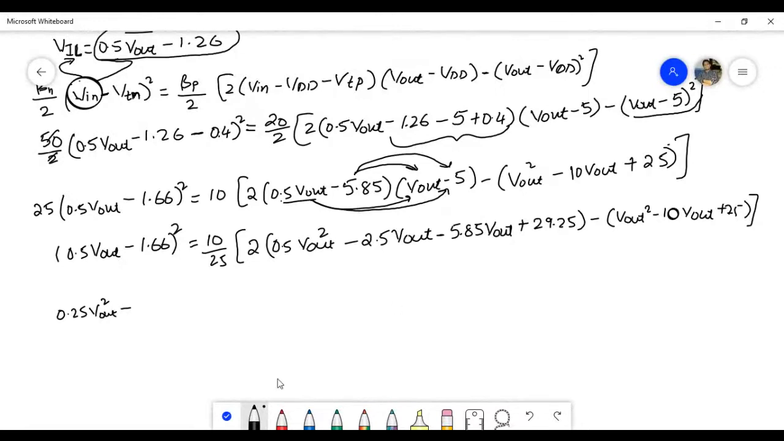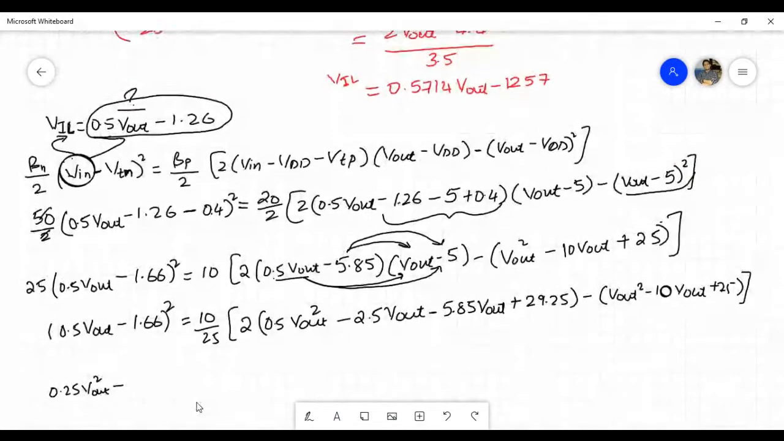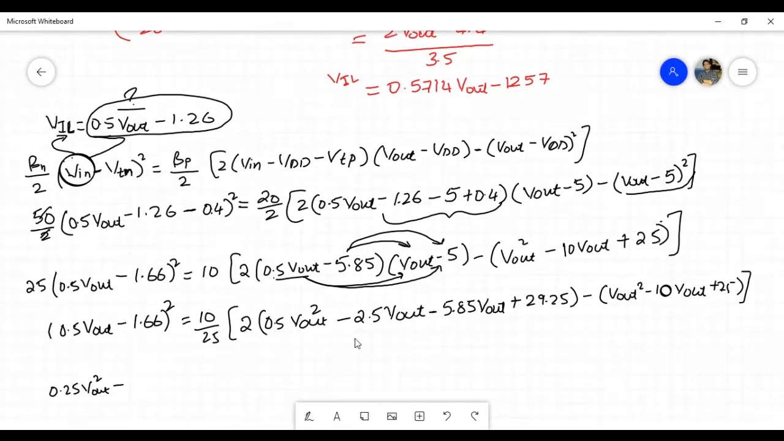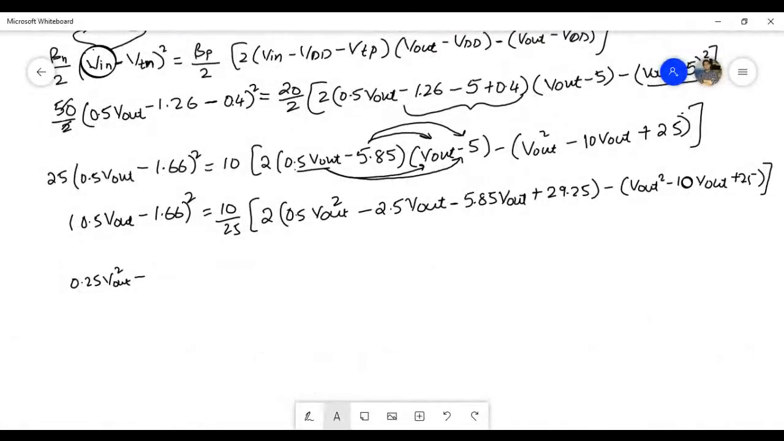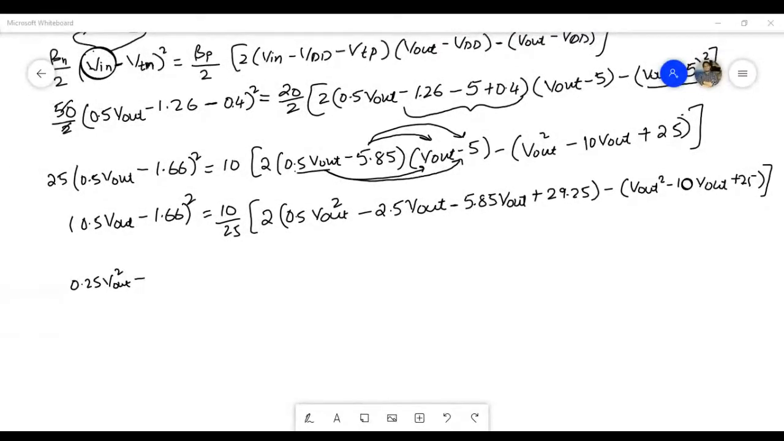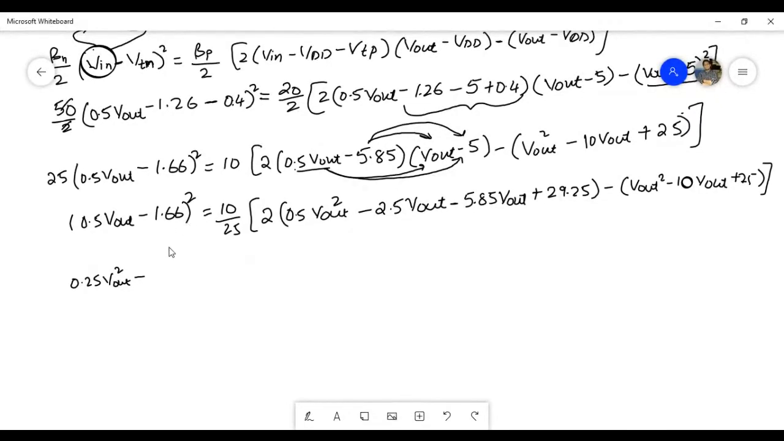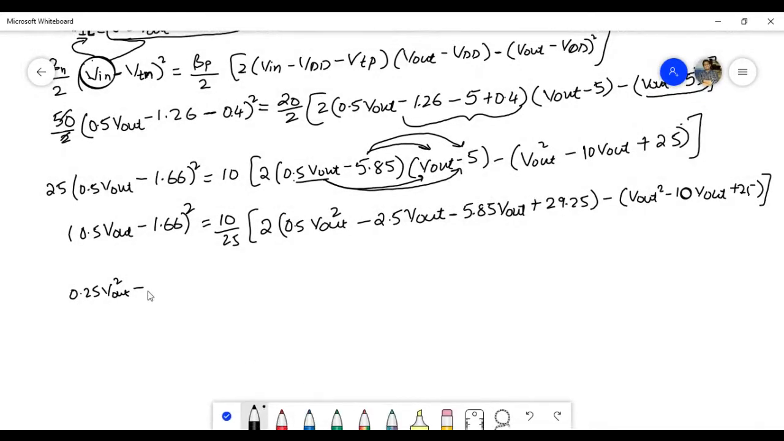How much will be? Yes, we have 0.5. Okay, here no problem. 0.5 is enough. So how much is it? 1.66. Yes. So it is minus 1.66 V out plus 1.66 whole square will be how much?